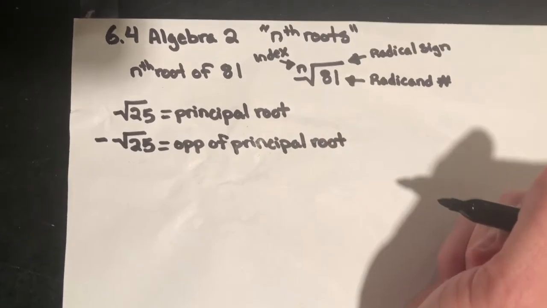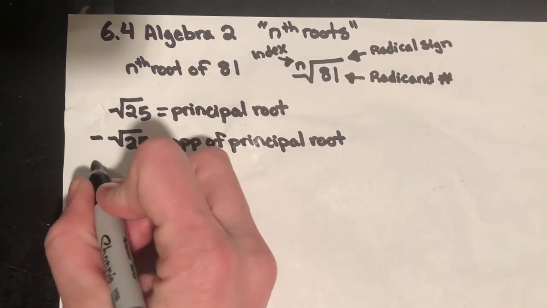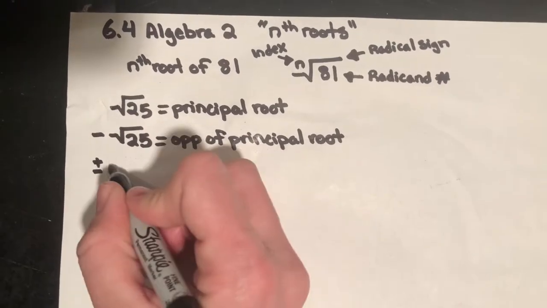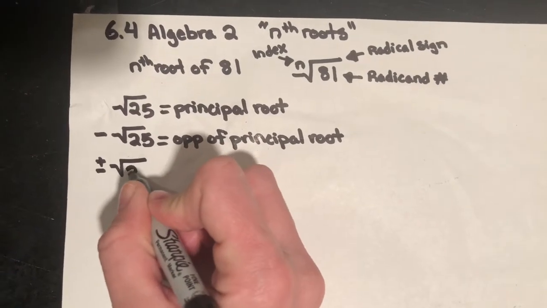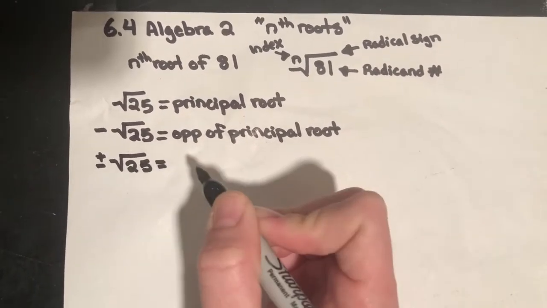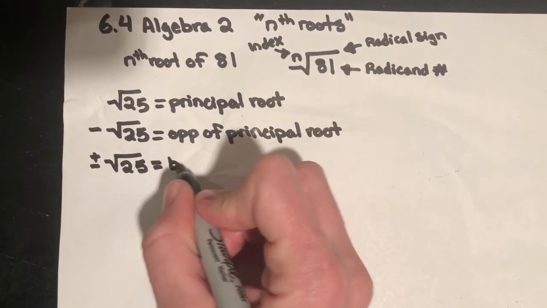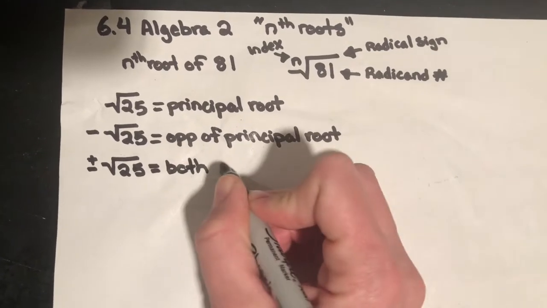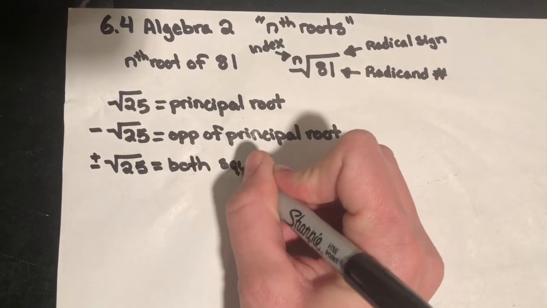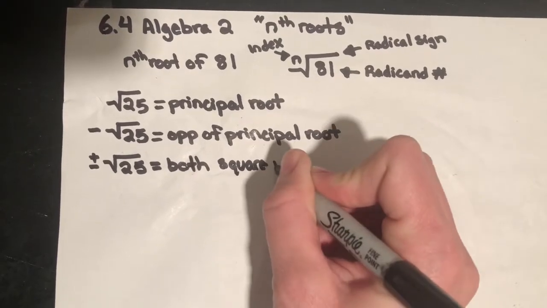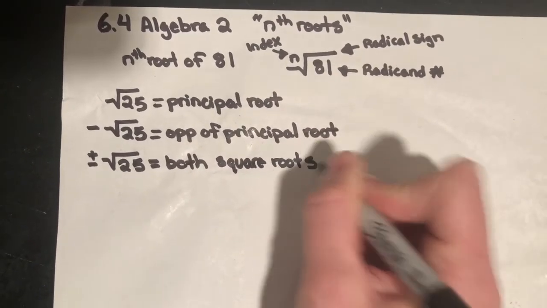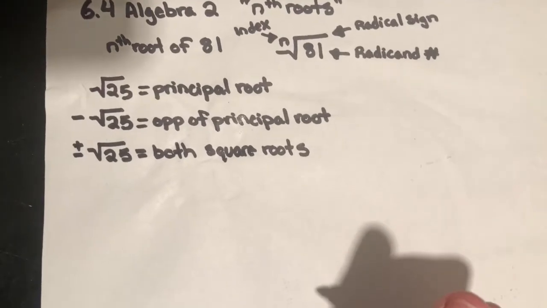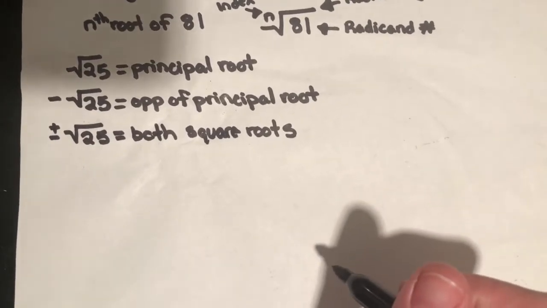And finally, we also have both square roots. If we have a positive and a negative sign, and root 25, this is going to be both square roots. All right, let's go back to our nth root of 81.